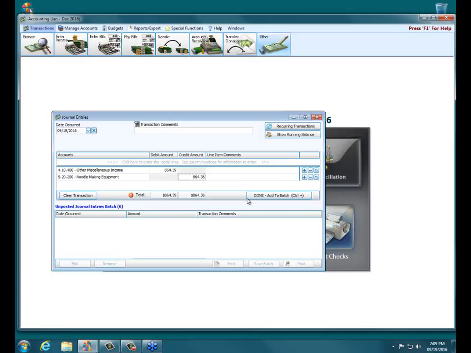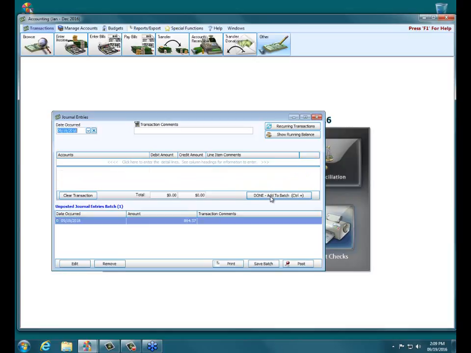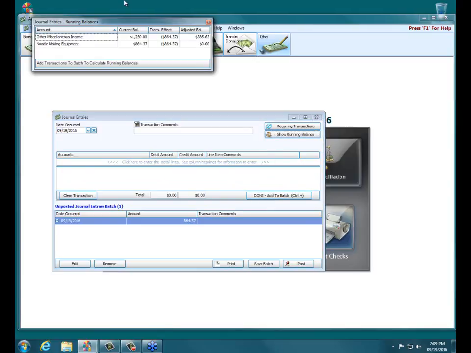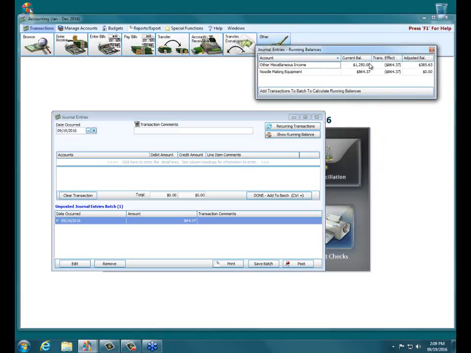So, oops, my total debits and credits are wrong indeed. So I would now come up here and I would go, it's 37, not 39. $864.37, and I would come down here, $864.37, and I could put in a comment if I wish. Now it will allow me to click Done Add to Batch. So now if we click on Show Running Balance here, notice that it does show a reduction of my other miscellaneous income up here and a reduction in my total noodle making equipment. So the adjusted balance on my noodle making equipment expense is indeed zero.